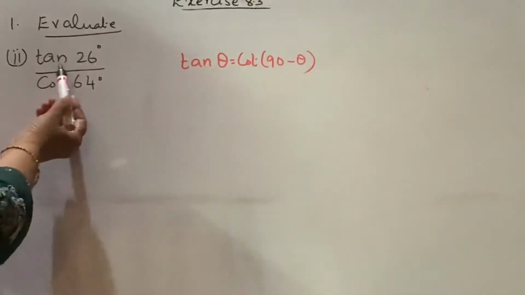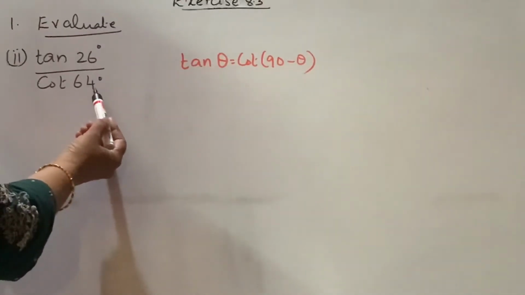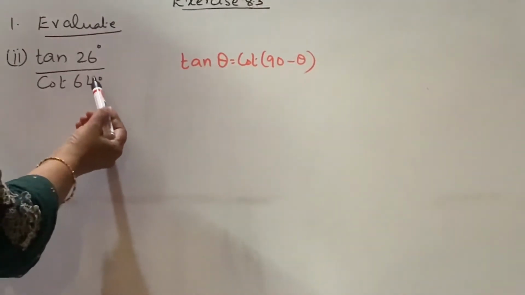Second part of the question, tan 26 by cot 64. 26 and 64 are complementary angles. So I am going to change any one of the angle.